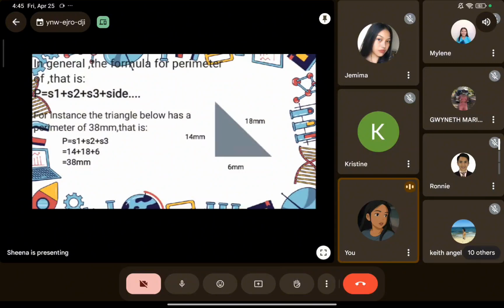So, in general, the formula for perimeter is equal to side 1 plus side 2 plus side 3 and so on. So, it depends on the polygon given in the problem. For example, this triangle.